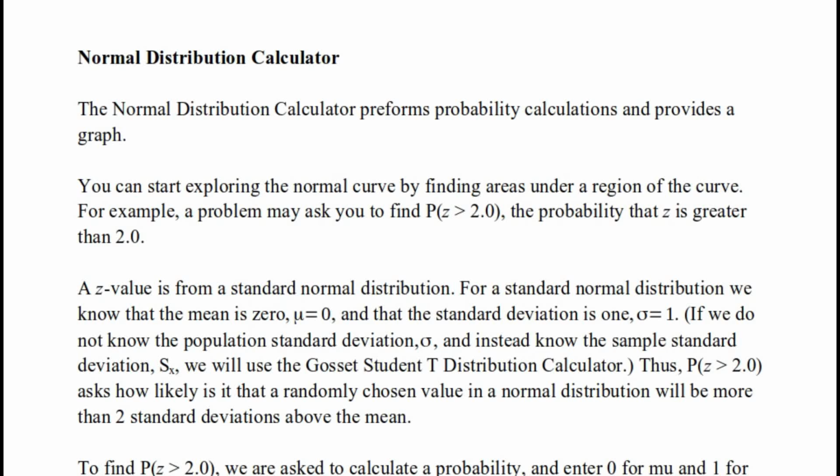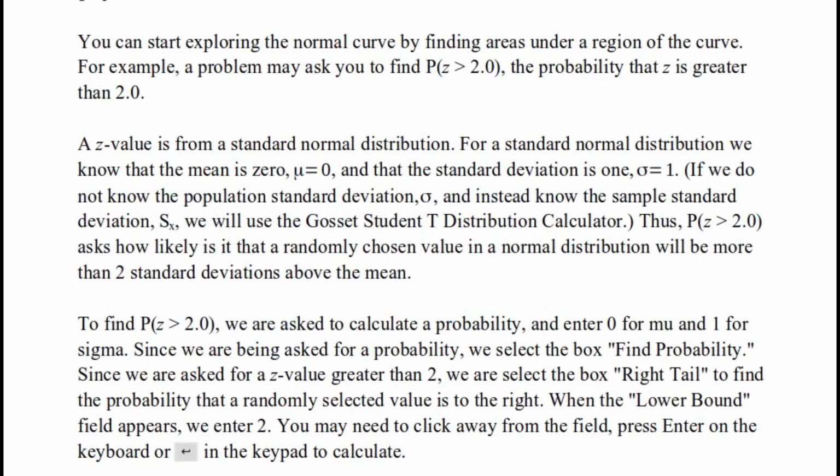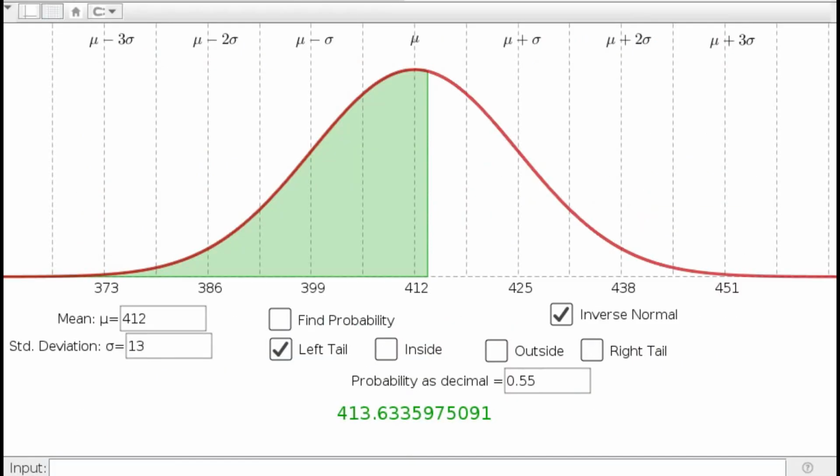Thus, the probability that z is greater than 2 asks us how likely it is that a randomly chosen value in a normal distribution will be more than 2 standard deviations above the mean. To find the probability that z is greater than 2, we're asked to calculate a probability and enter 0 for mu and 1 for sigma. So let's pull that up and take a look.